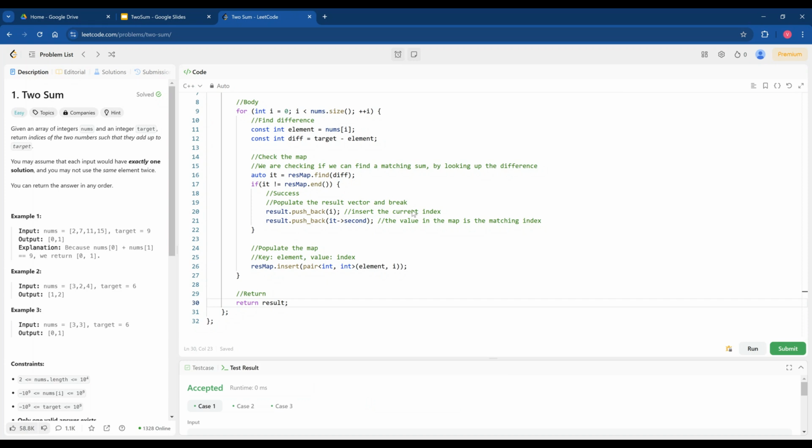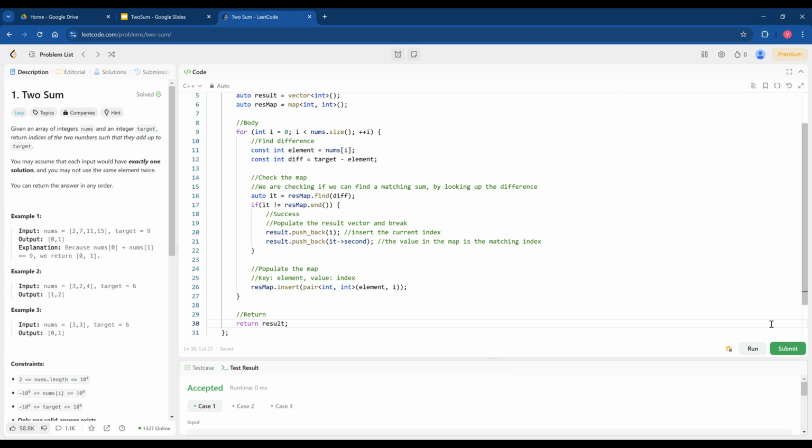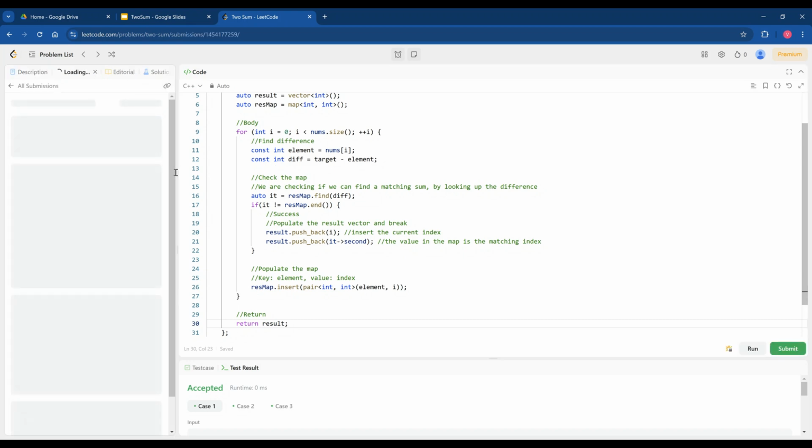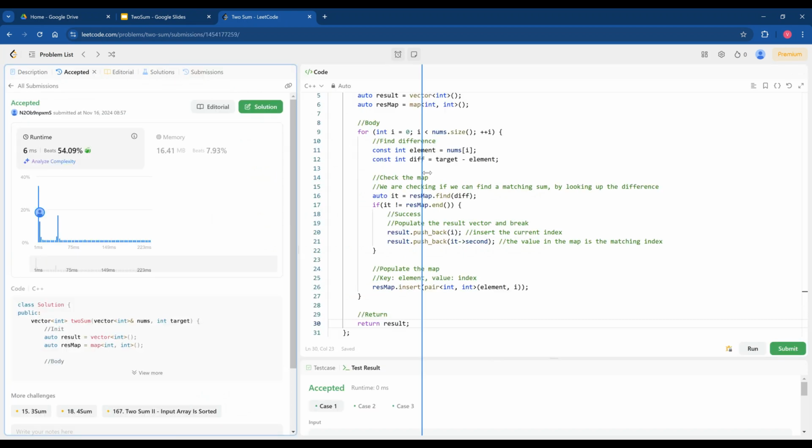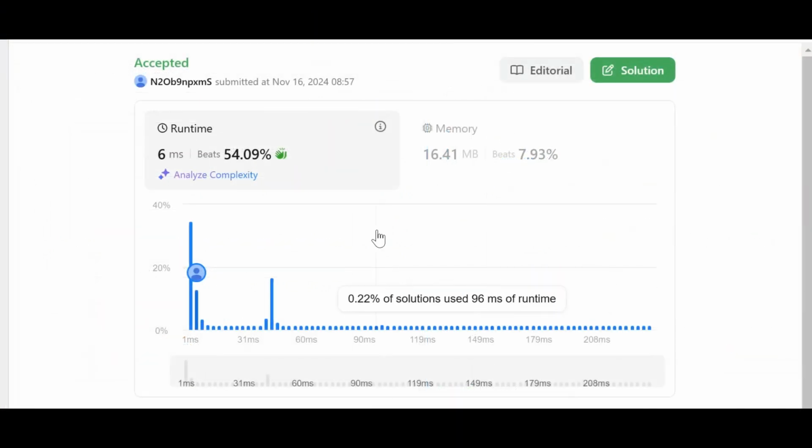Success. All right, we've done it. Now we can go ahead and submit the solution and check what our metrics look like. So over here we can see it took us about 6 milliseconds and we beat about 54%. It's not bad. Could be better though.